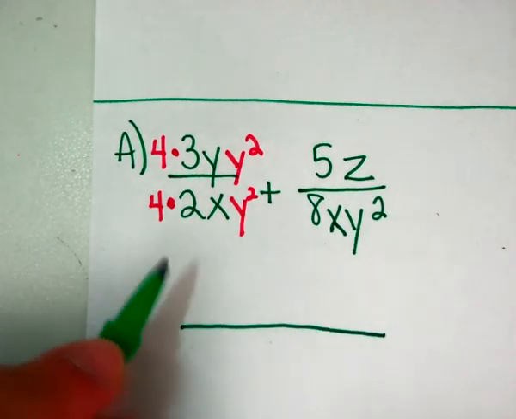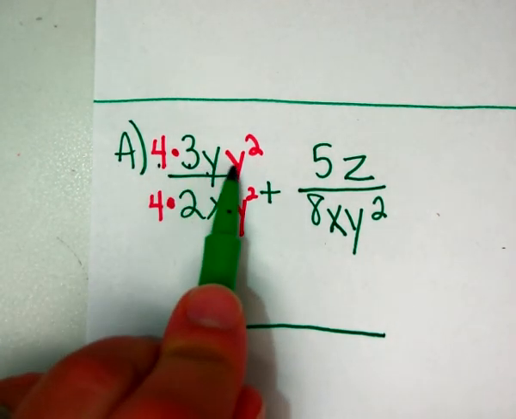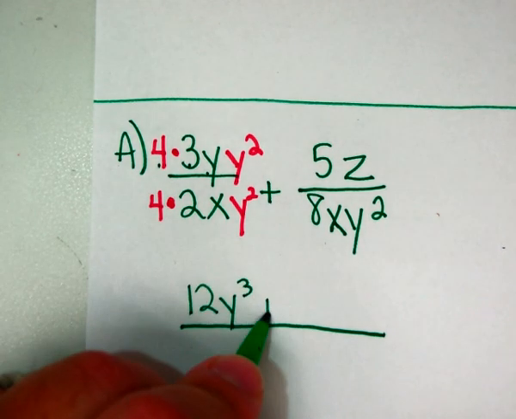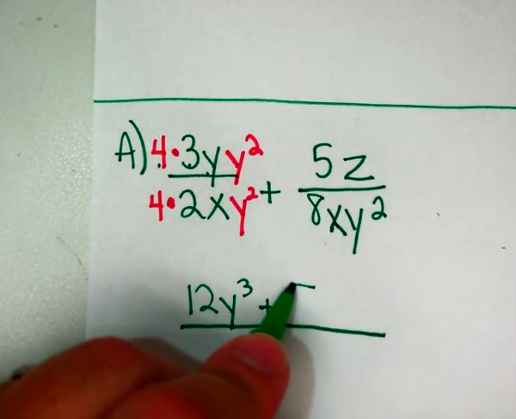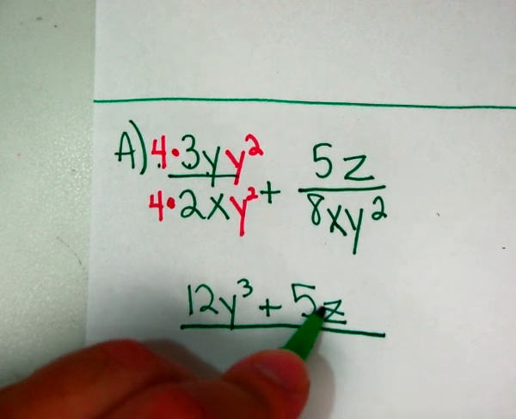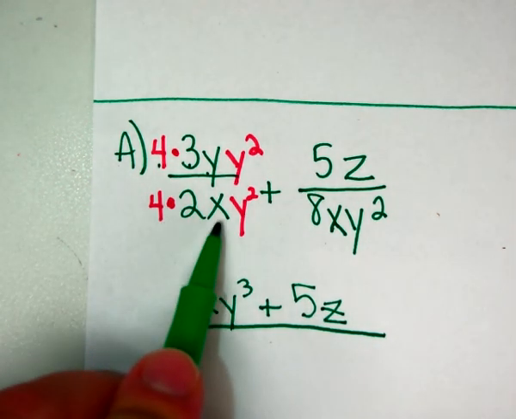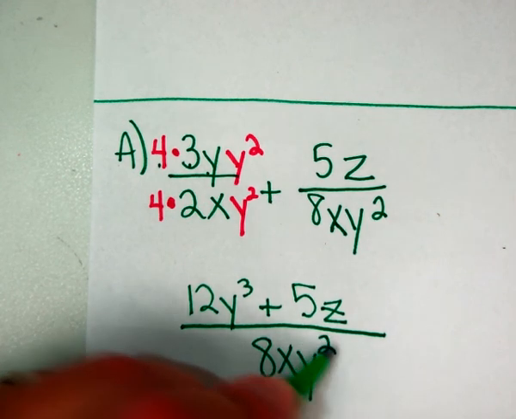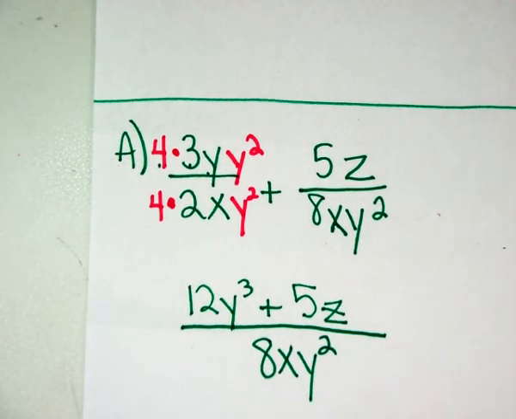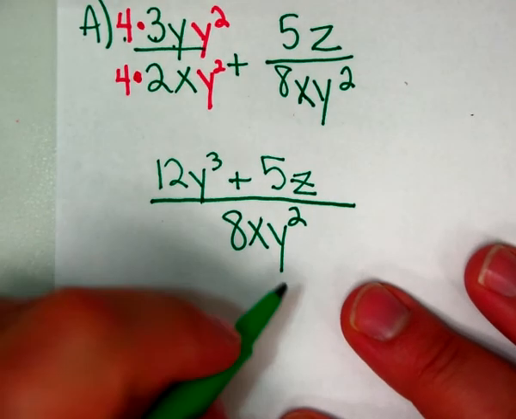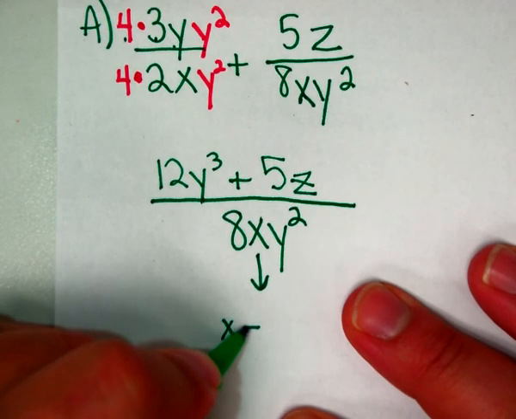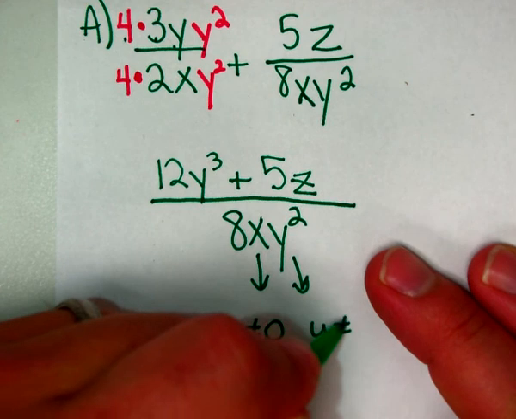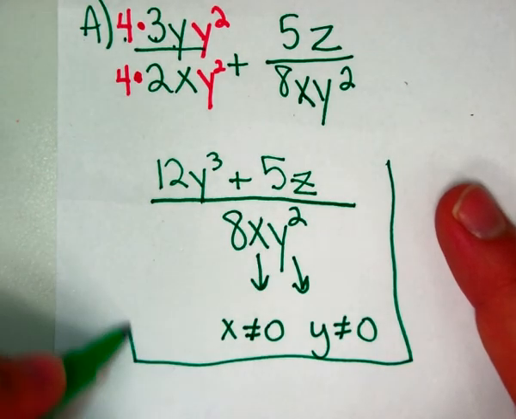So if we combine them, in this first term we have 12y cubed plus we have 5z. And then for the denominator, we have 8xy squared for both. So it's 8xy squared. And again, since we have fractions, let's talk about the domain restrictions here. X cannot equal 0. And in this case, y cannot equal 0 as well. So that takes care of our very first problem.